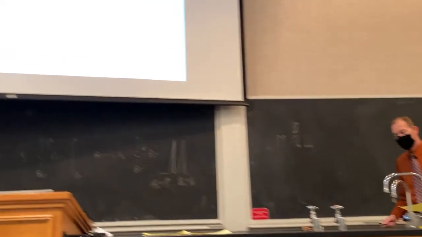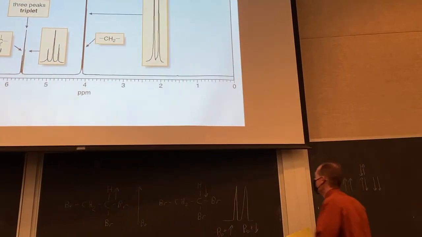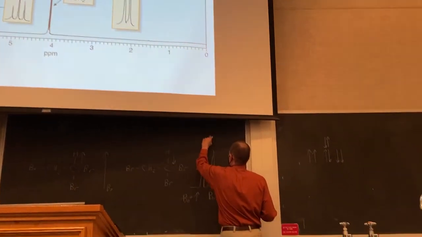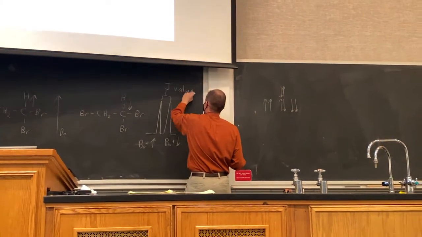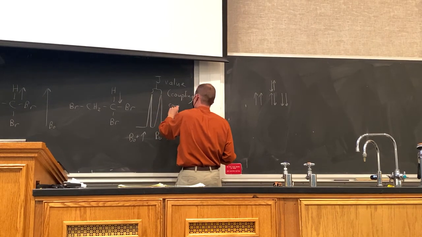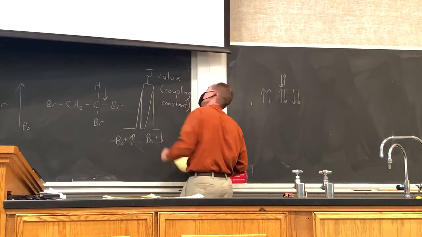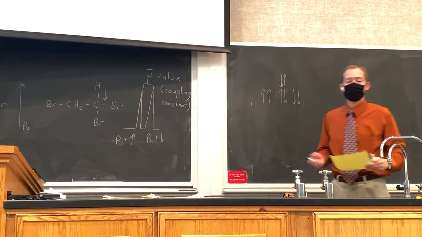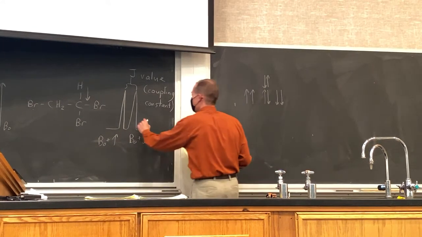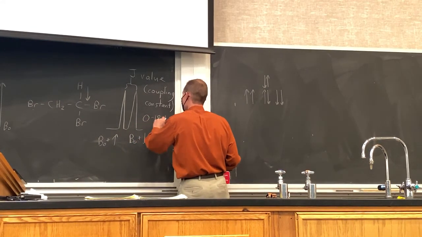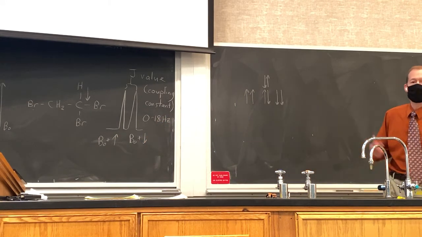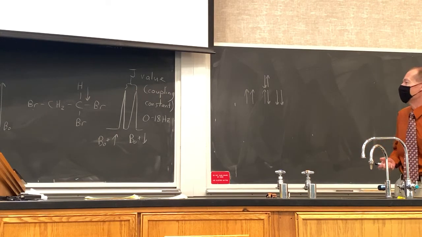Okay. Now the distance between these peaks is important. That is known as the coupling constant, or the J value. Okay, the distance between those peaks is measured in hertz. And a typical value of J, or coupling constant, is anywhere between 0 to 18 hertz. And later on in today's lecture, we'll talk about the significance of J values.